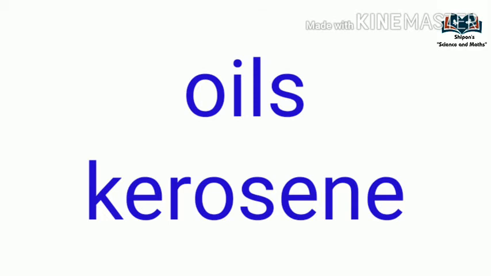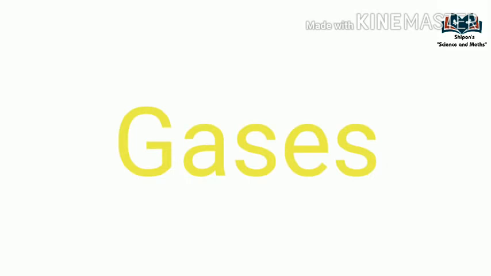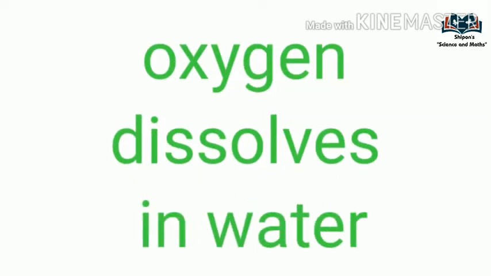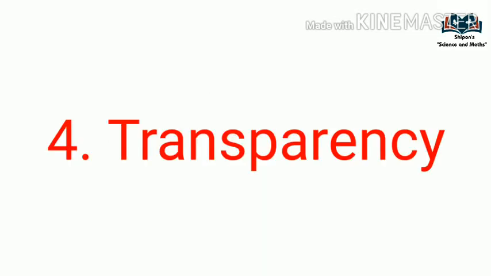Okay? Some gases are soluble in water, whereas others are not. Water usually has small quantities of some gases dissolved in it. For example, oxygen gas dissolved in water is very important for the survival of animals and plants that live in water. Our fourth property is transparency.